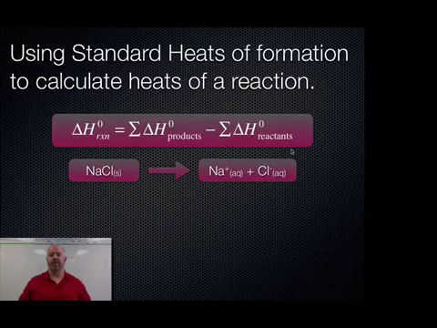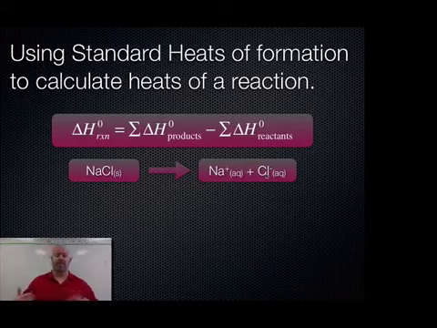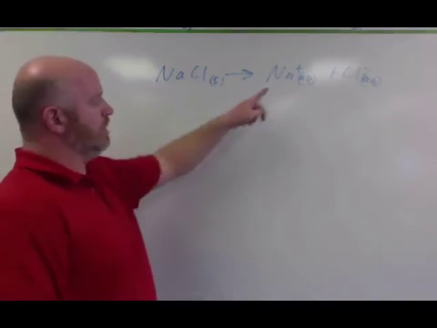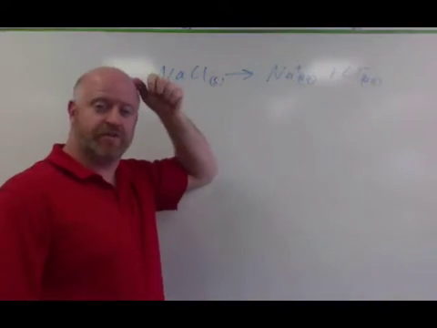So let's do a quick one here together. We have sodium chloride, and it's going to react to just separate into sodium ions and chlorine ions. So this reaction is actually a dissolving process, or a heat of solution process. So what we need is to know the heat of formation for sodium chloride, the heat of formation for sodium ions, and the heat of formation for our chlorine ions. So let's list out what we need and solve the problem. To solve this, we need to know the heats of formation for these 3 substances.